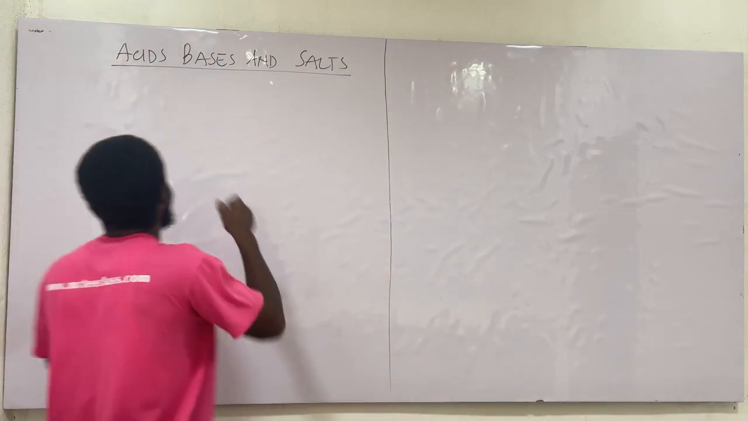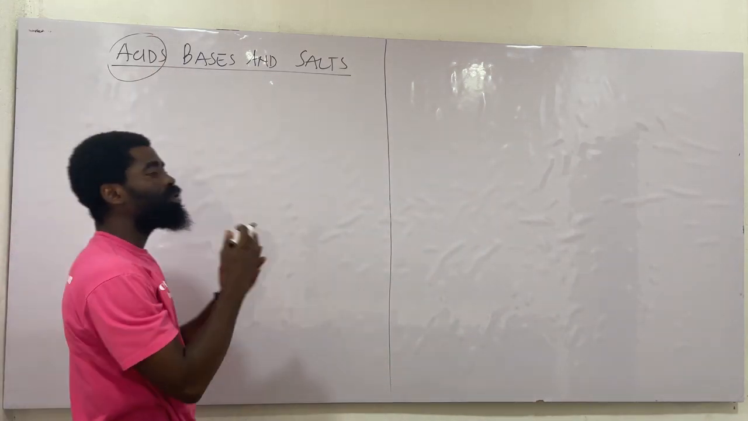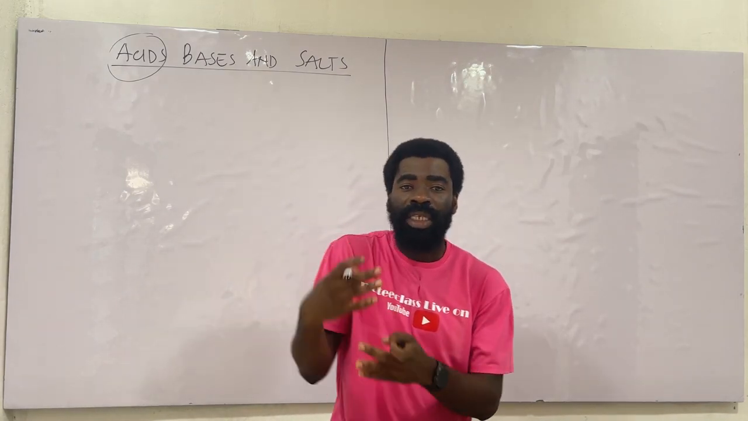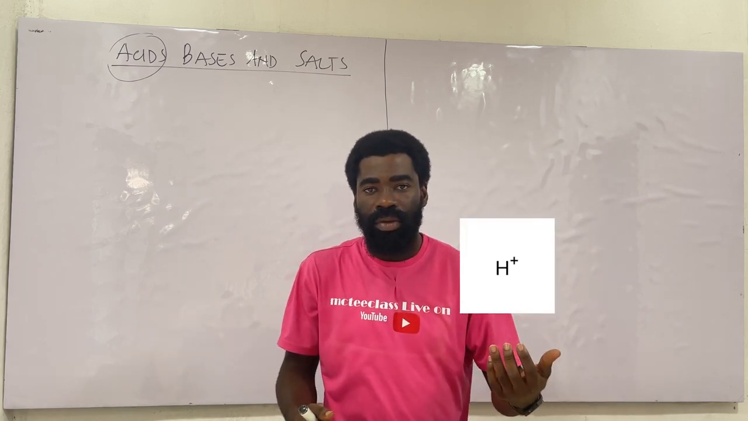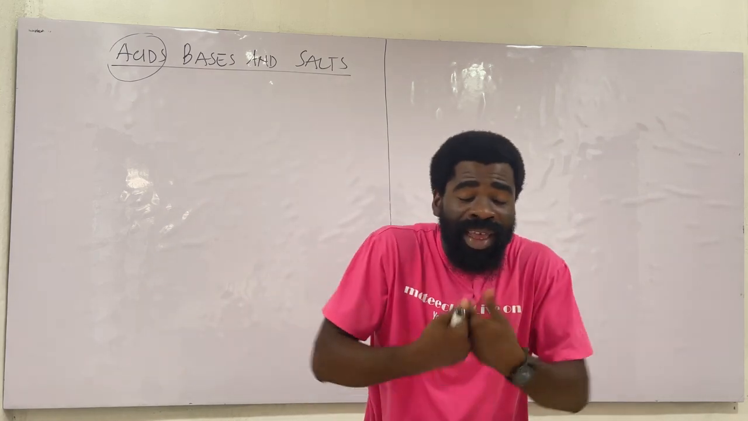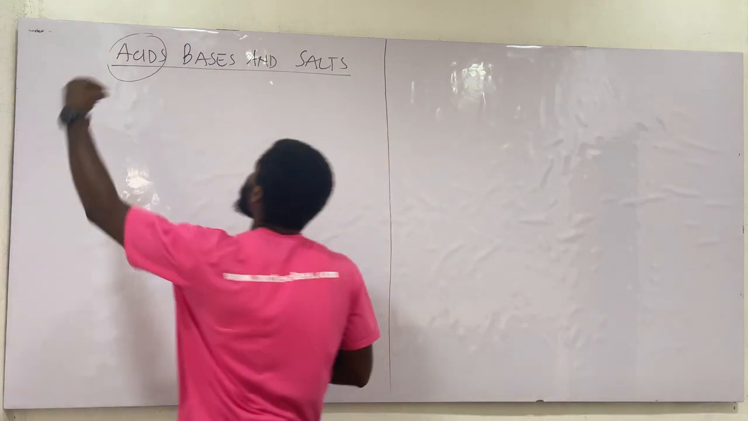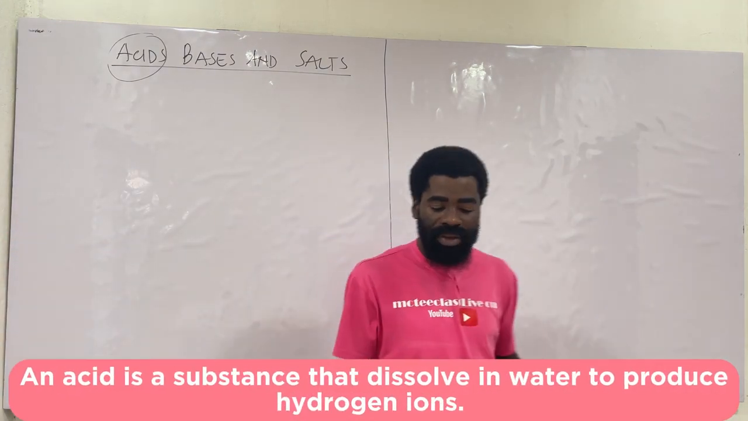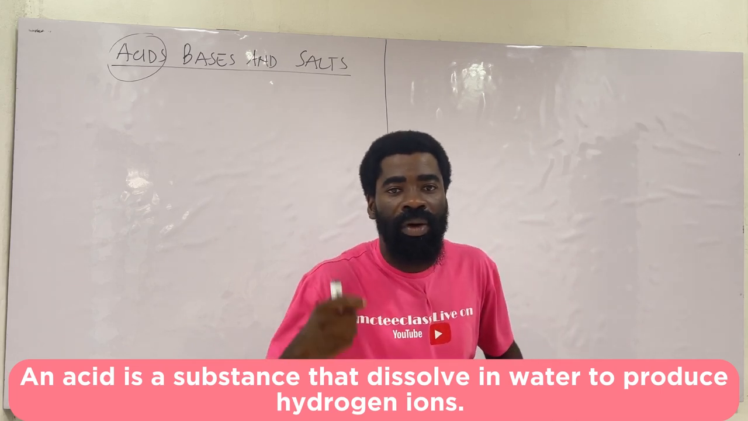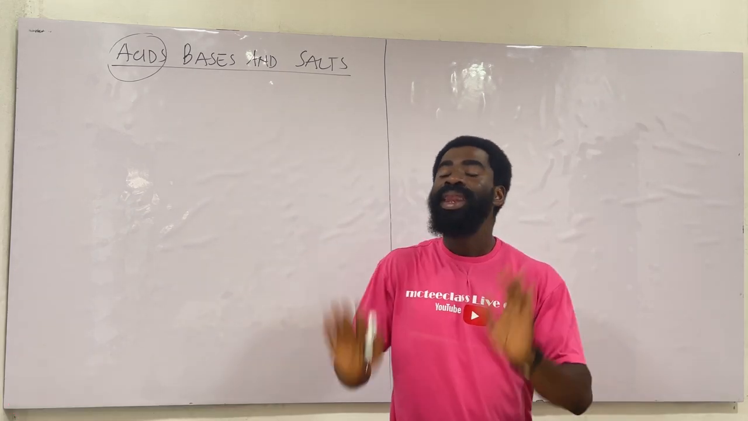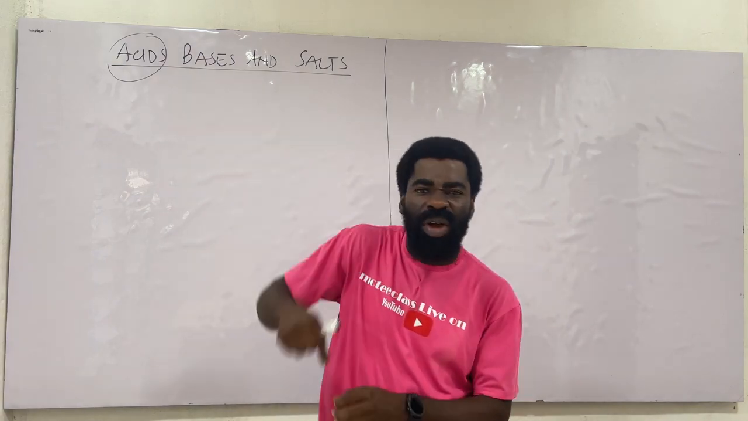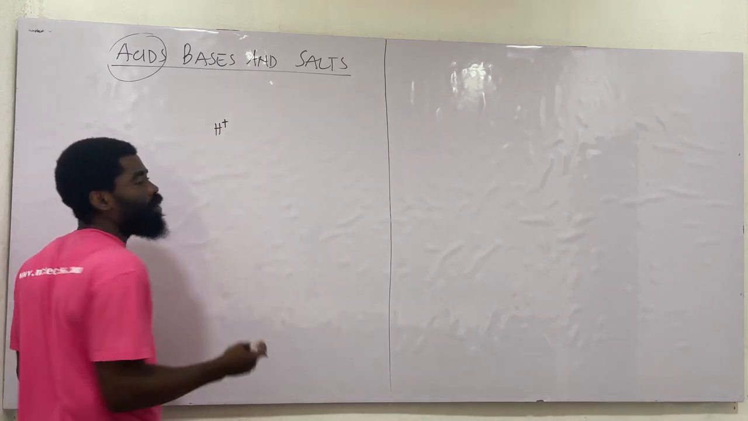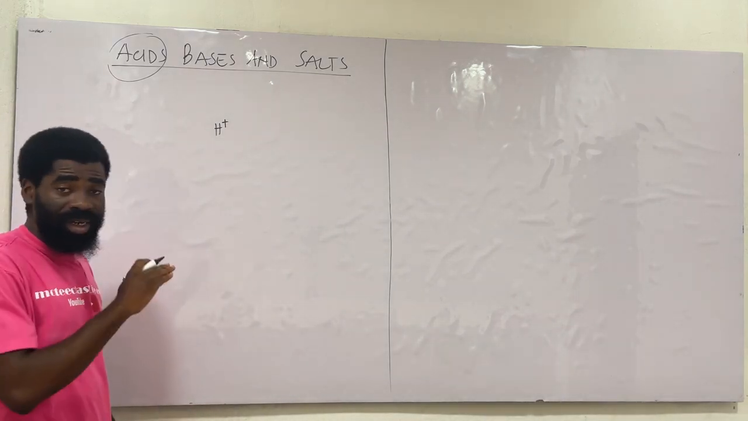Now, basically, for acids, anytime you dissolve a substance in water, so I have water and I dissolve a substance in it, and the substance produces hydrogen ions. When it dissolves in water and it produces excess hydrogen ions, then that substance is an acid. Very simple. So an acid is a substance that will dissolve in water to produce hydrogen ions. Very simple definition. Any substance at all that dissolves in water to produce H plus ions or hydrogen ions is referred to as an acid. Keep that in mind.